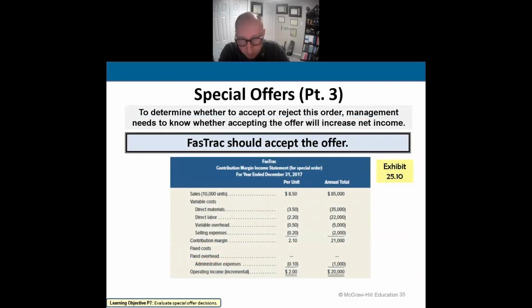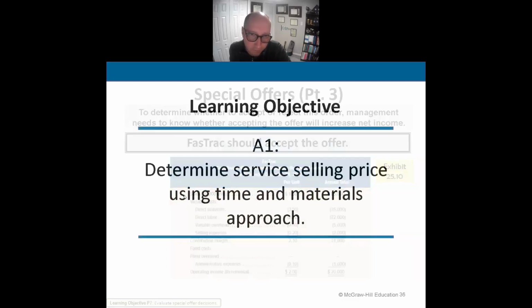If we do this, we will obviously have lower variable costs. Sales price $8.50 minus our variable cost, giving us a $2.10 contribution margin. Our fixed costs remain fixed because the business has sunk costs associated with it. Minus an additional 10 cents administrative expense, giving us an operating income of $2 per unit. The answer is yes, we would accept the offer.